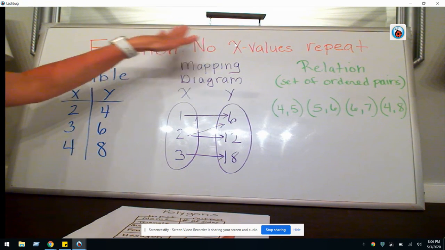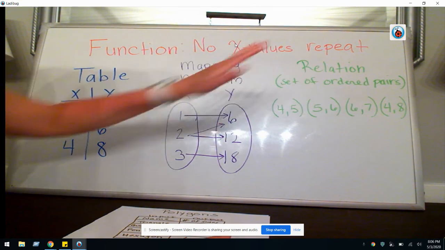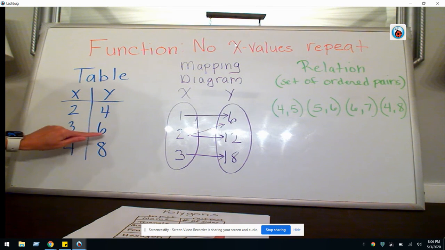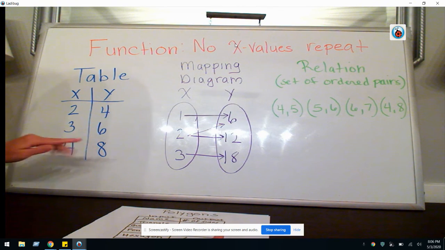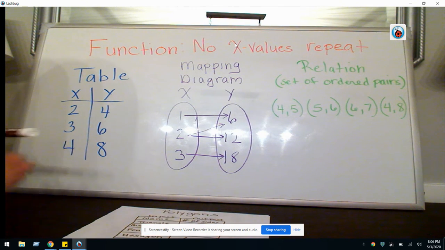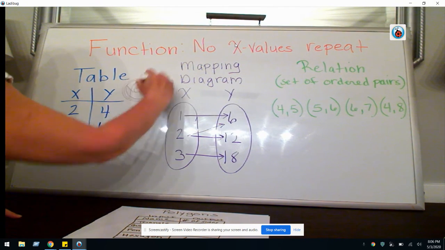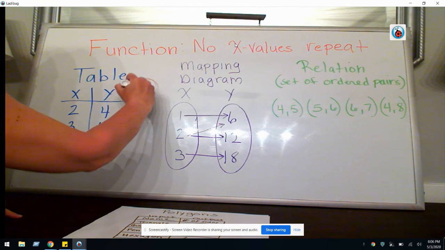So a function is when no x values repeat. So if we look at this table, 2 and 4, 3 and 6, 4 and 8. All of my x values are different numbers. So is this a function? Yes. This is a function.